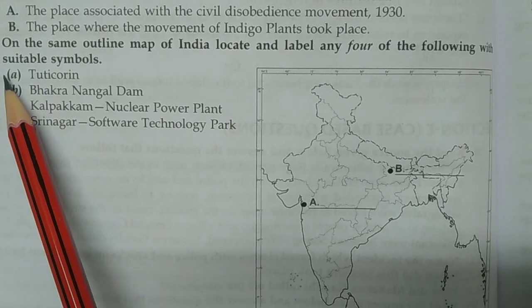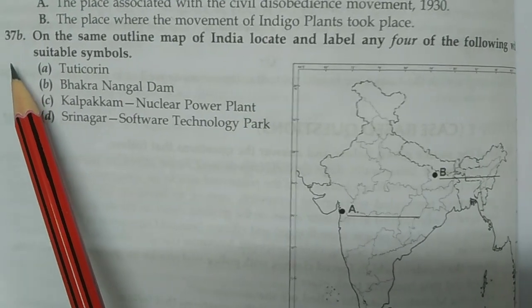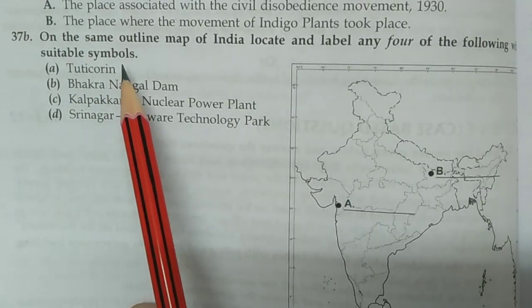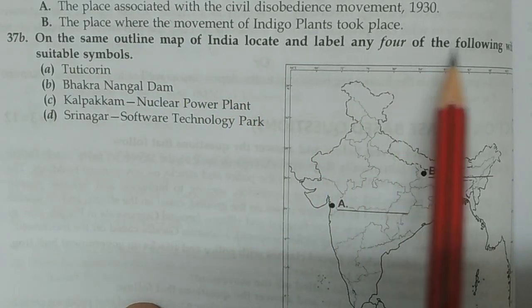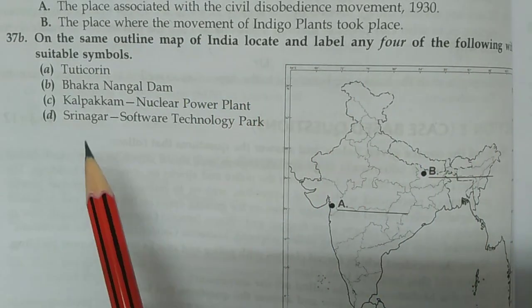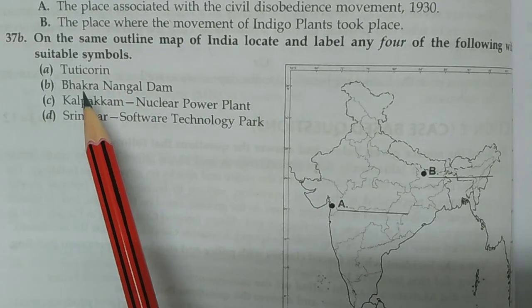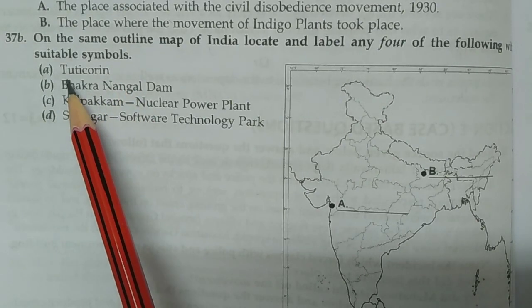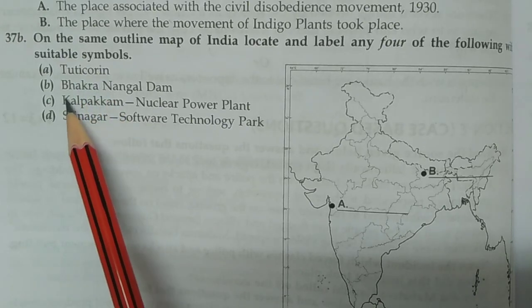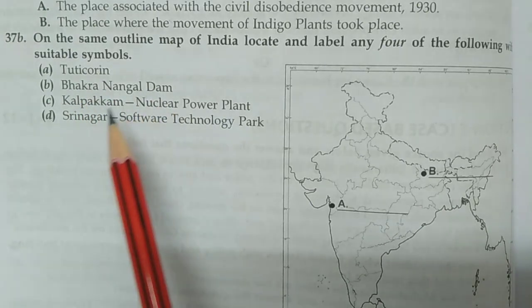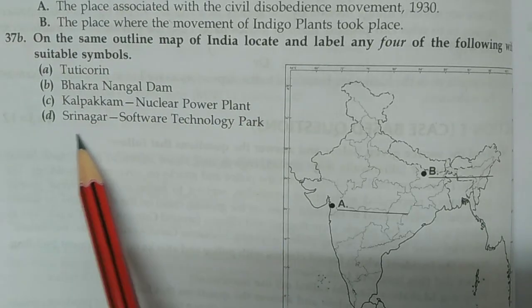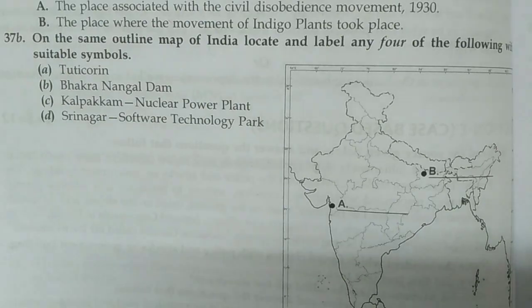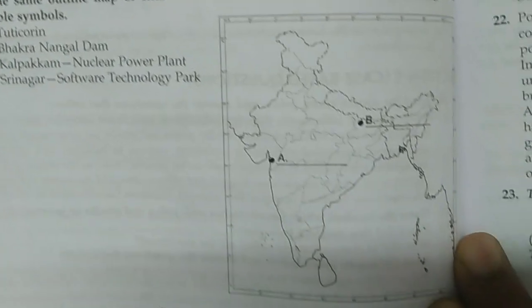It's given here 37B. On the same outline map of India, locate and label any four of the following with suitable symbols. A is Tri-coin, B is Bhakra Nangal Dam, C is Kalpakkam nuclear power plant, and D is Srinagar software technology park. Thus, after completing these, we have completed the whole question paper properly.